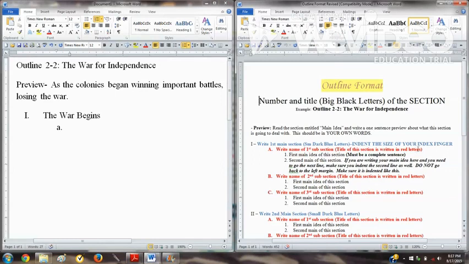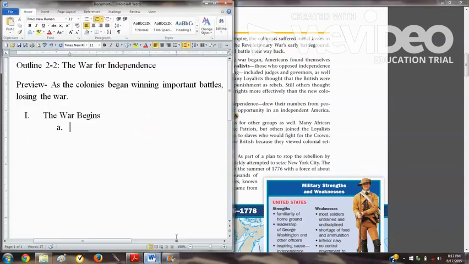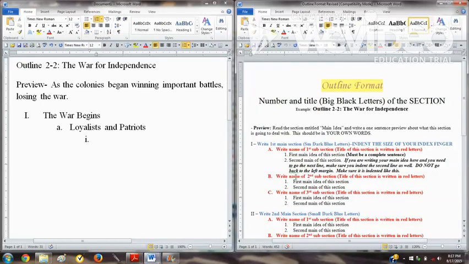So we already found the dark blue letters, which is the war begins. Now it's the first subsection. And so let's go back to our book. And there it is. So there's Roman numeral 1. That's 1A, Loyalists and Patriots. All right, so then we go back to our paper. Loyalists and Patriots. Okay. Then the next thing it asks us, if we look back at our outline format, is 2 main ideas from Loyalists and Patriots.